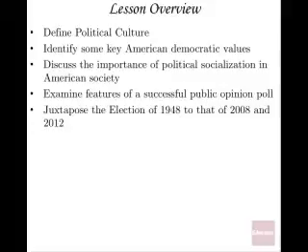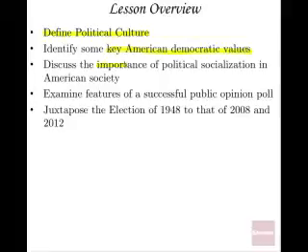Very straightforward lecture. We're going to define political culture. So what is political culture? We're going to identify some key American democratic values. So we're going to pinpoint certain things. It may be on some people's lists. It might not be on other people's lists. But we're going to discuss certain commonalities of American democratic values.